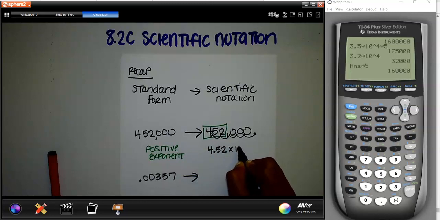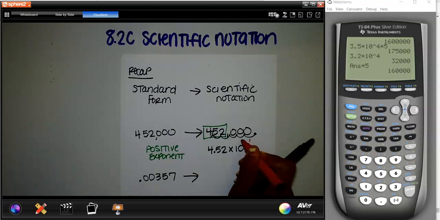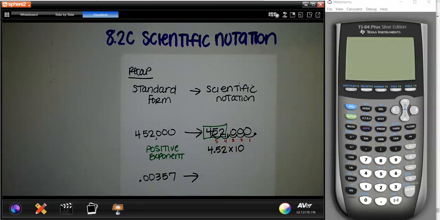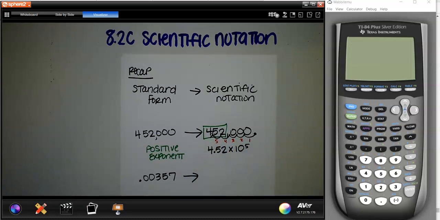And I know that I'm going to multiply it by a power of 10. And remember, to get the exponent, you just count the number of place values you moved. So here, 1, 2, 3, 4, 5. And it's going to be positive because I'm starting with a very large number. So my exponent is 5. If we were starting off with a very small number, that would indicate that my exponent is negative.